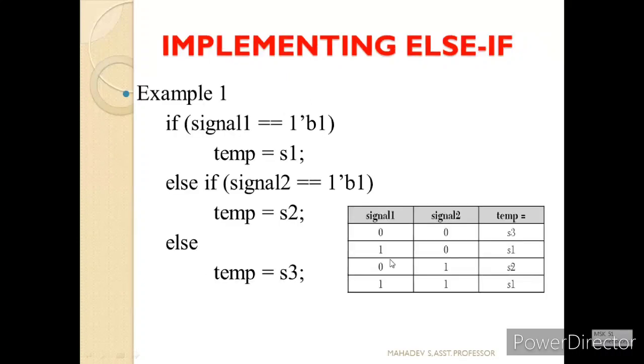Let us see an example of the if-else if statement. You can see the table that we have here. The first condition we check is signal 1. If signal 1 is 1, then the output is S1. If signal 1 is 0 and signal 2 is 1, the output statement is S2. If both are false, that is, signal 1 is 0 as well as signal 2 is 0, then S3 is executed. That is, S3 is assigned to the temp variable.